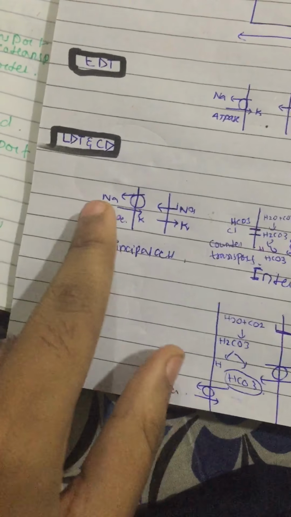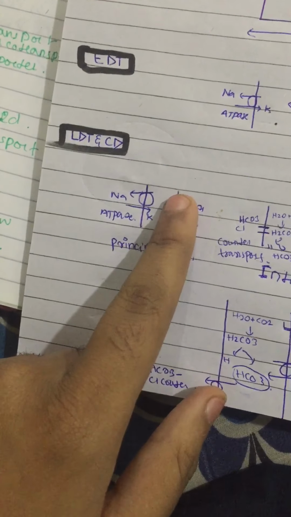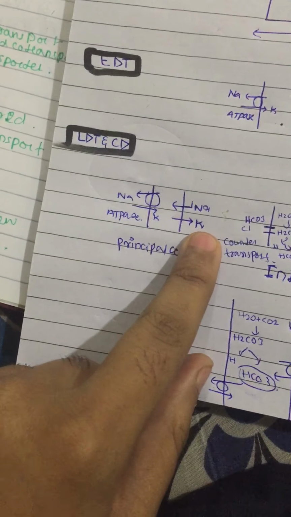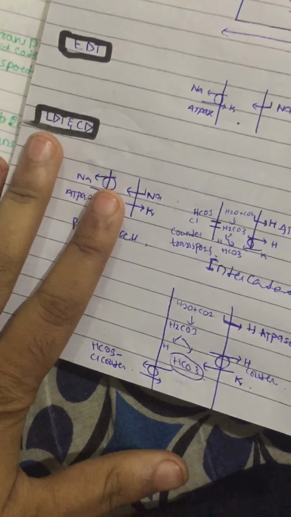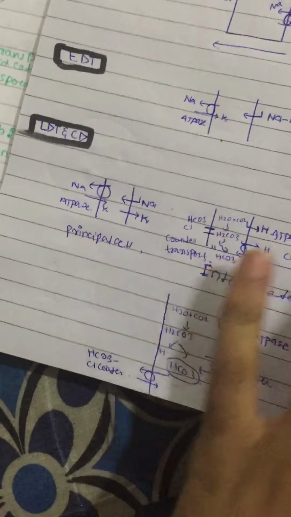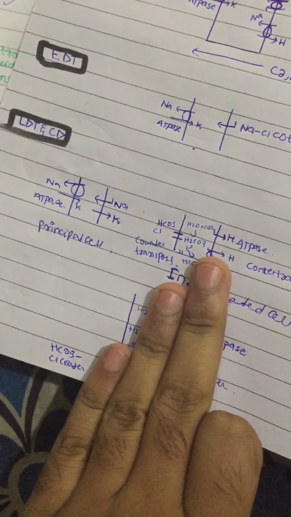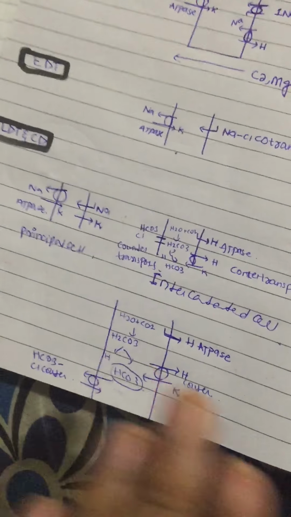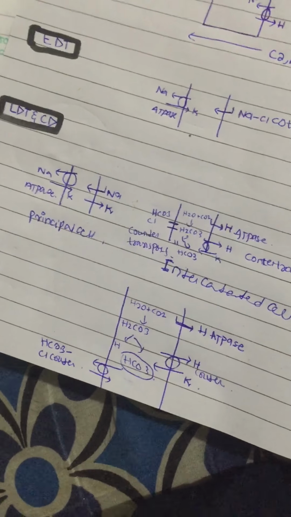Now, what happens in the principal cells? Here the sodium is going to be absorbed and the potassium is going to be secreted, and on the basolateral membrane we're going to have the sodium potassium ATPase. We're done with the principal cells. Now in the intercalated cells, first we're going to do intercalated cell A and then intercalated cell B. I already told you that intercalated cell A is going to be used in acidosis.